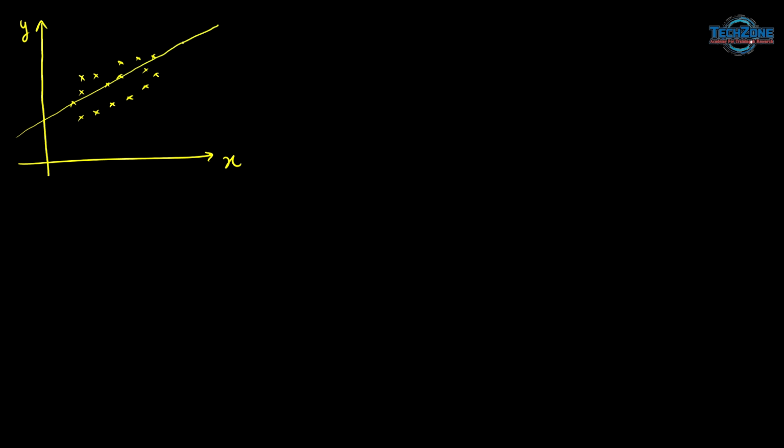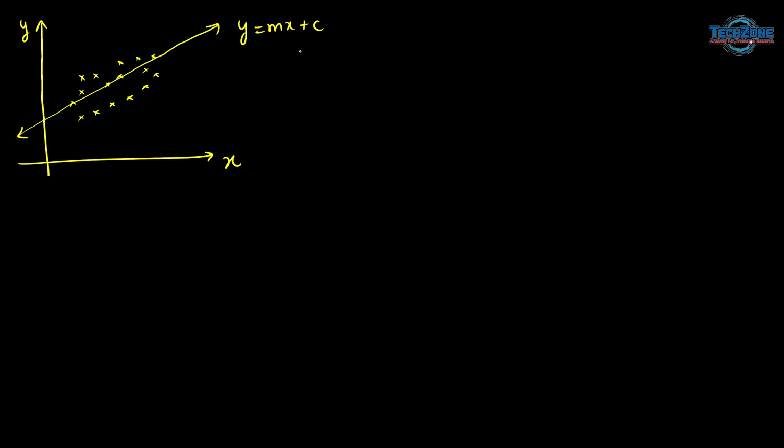Alright, so let me draw a graph here. This is our x-axis and this is our y-axis. Let this be the data points. I'm just randomly drawing a few data points, and our linear regression has predicted this line. So this is our best fit line. And what will be the equation of a straight line? y is equal to mx plus c.